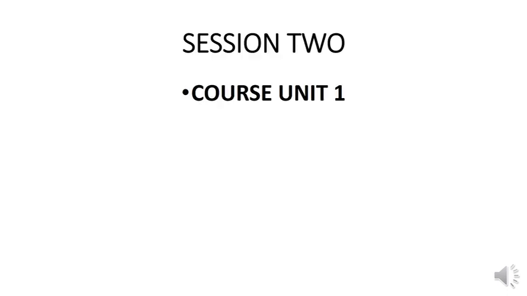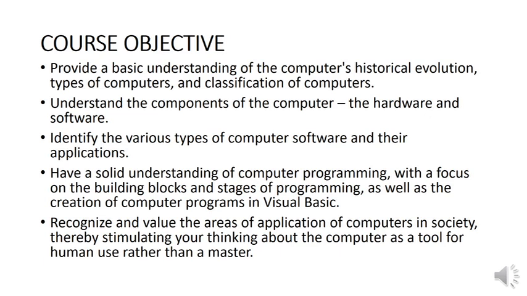So, like I said, this is section 2. The objective of the course still remains the same, whereby we expect the student to have a basic understanding of the computer's historical evolution, understand the components of the computer, and be able to identify the various types of computer software and applications. At the end of the day, we expect the student to also have a solid understanding of computer programming, and to be able to recognize and value the areas of application.